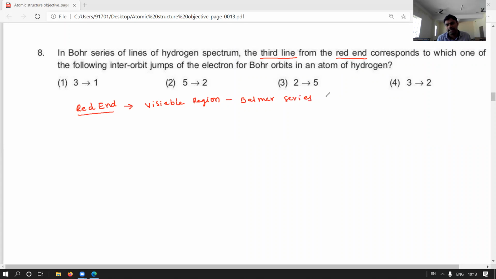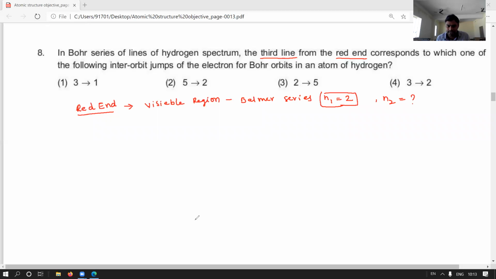So we know that the Balmer series n1 value is 2, it is fixed. So we have to identify n2. The n2 value we need to identify. For identification of the n2 value, they gave one hint: the transition is present in the third line. From the third line to the second level, n1 is equal to 2, it happens.